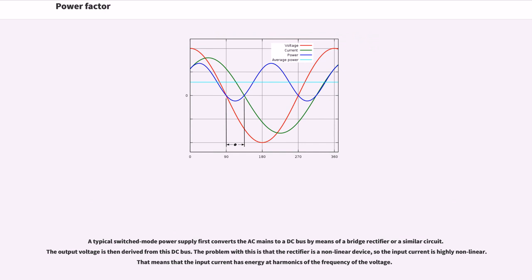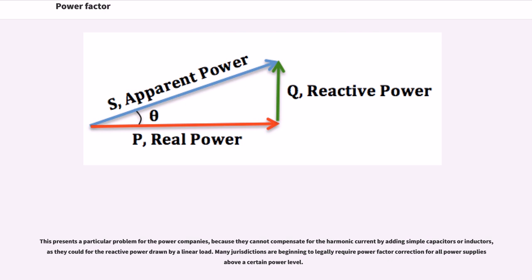A typical switched-mode power supply first converts the AC mains to a DC bus by means of a bridge rectifier or a similar circuit. The output voltage is then derived from this DC bus. The problem with this is that the rectifier is a nonlinear device, so the input current is highly nonlinear. That means that the input current has energy at harmonics of the frequency of the voltage. This presents a particular problem for the power companies, because they cannot compensate for the harmonic current by adding simple capacitors or inductors, as they could for the reactive power drawn by a linear load.